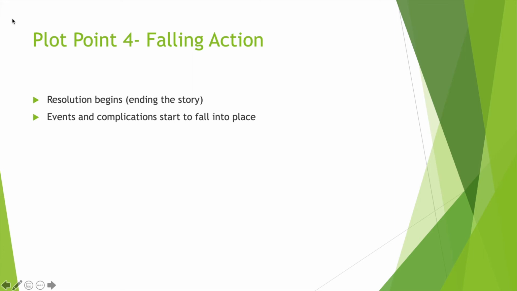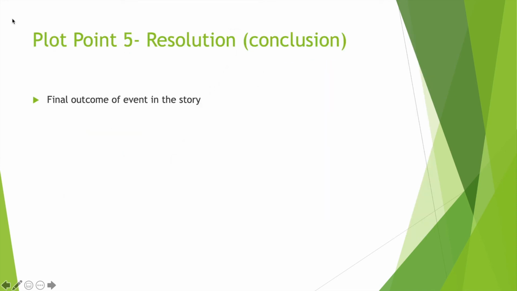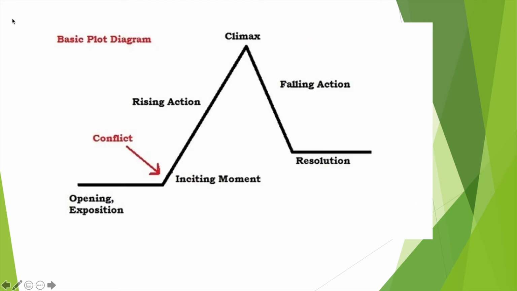It's ending up the story, wrapping up. The events and complications start to fall into place. And so on our little map here is falling action. And then plot point 5 is resolution, or also known as conclusion, which is the final outcome of the event in the story. So this is how the story wraps up and ends, and you're done reading the book. Here's our resolution on the map.